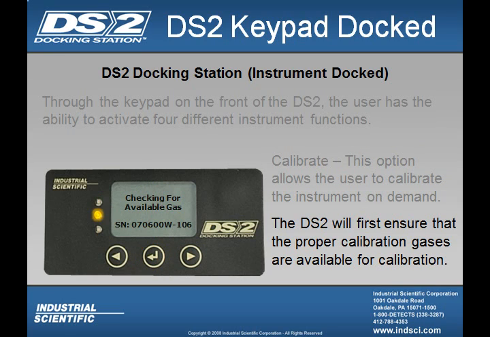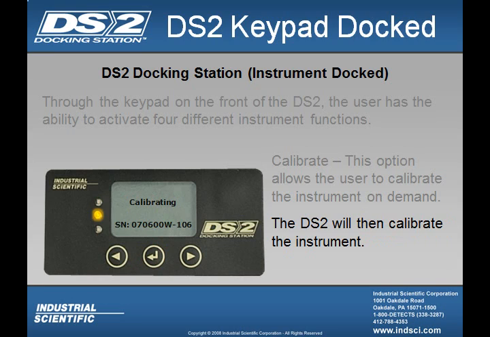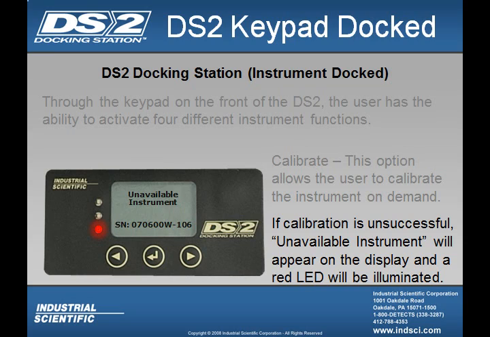And the first thing, once again, the DS2 will do is check for available gases, making sure that I have the gas available for what the instrument is going to need. At this point, the DS2 will put the instrument through a full instrument calibration. Upon completion of a calibration, one of 2 conditions may appear on my DS2.